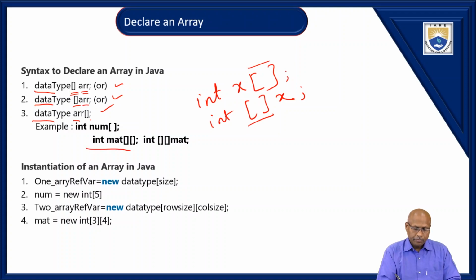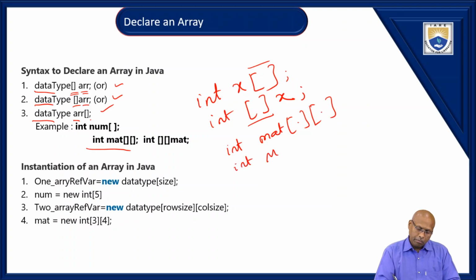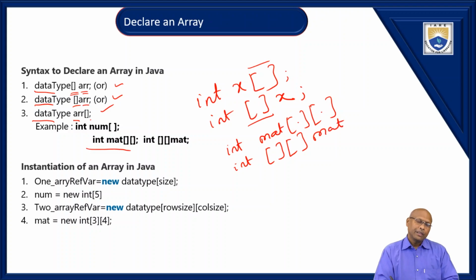Similarly, for 2-dimension, int matrix of, because matrix is a 2-dimensional array, first is row index, second is column. So here you can specify the row size, here you can specify the column size. Or you can write int, first one square bracket for row, another square bracket for column, then the name of the array. You can write this way also. These are the different ways of declaration of array.